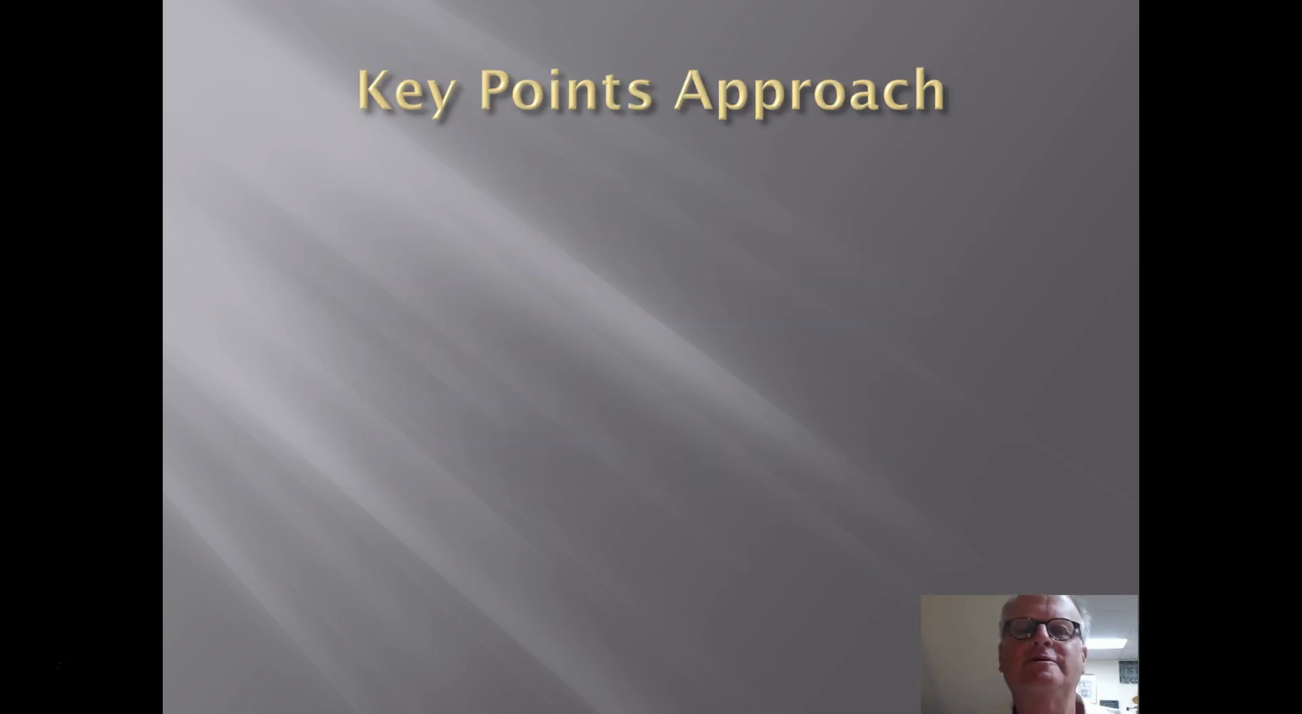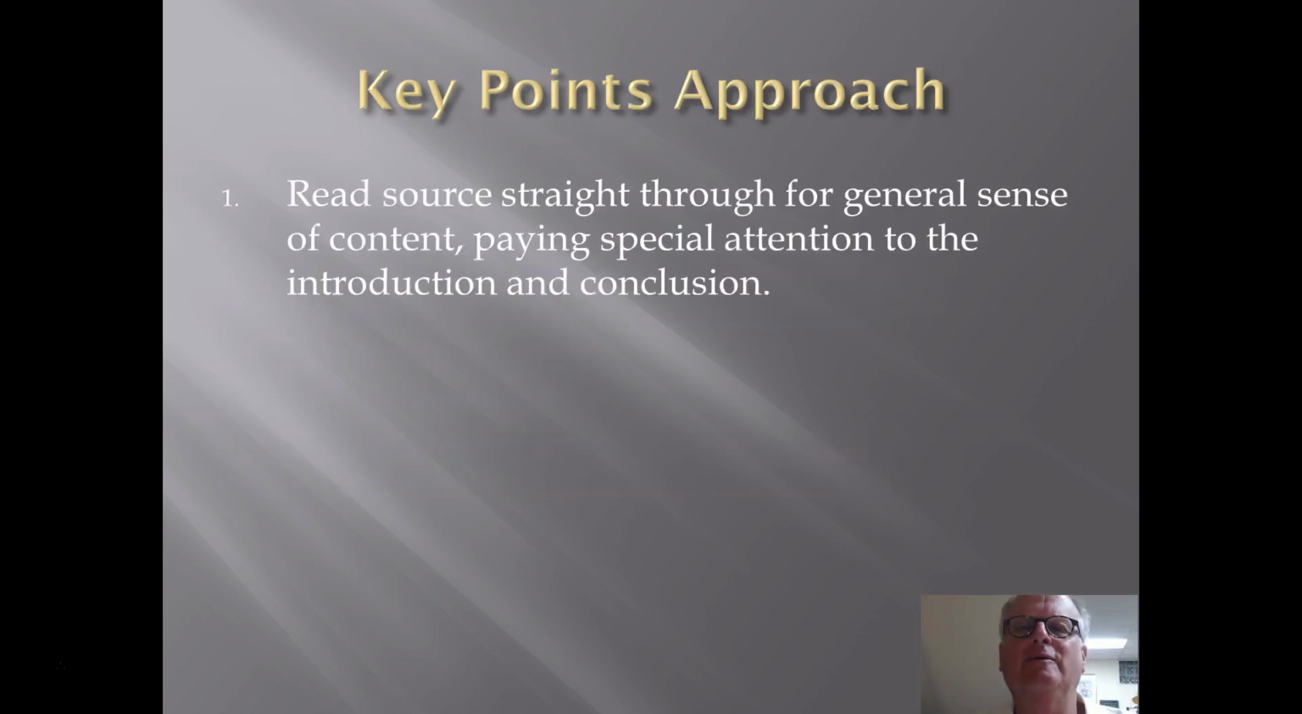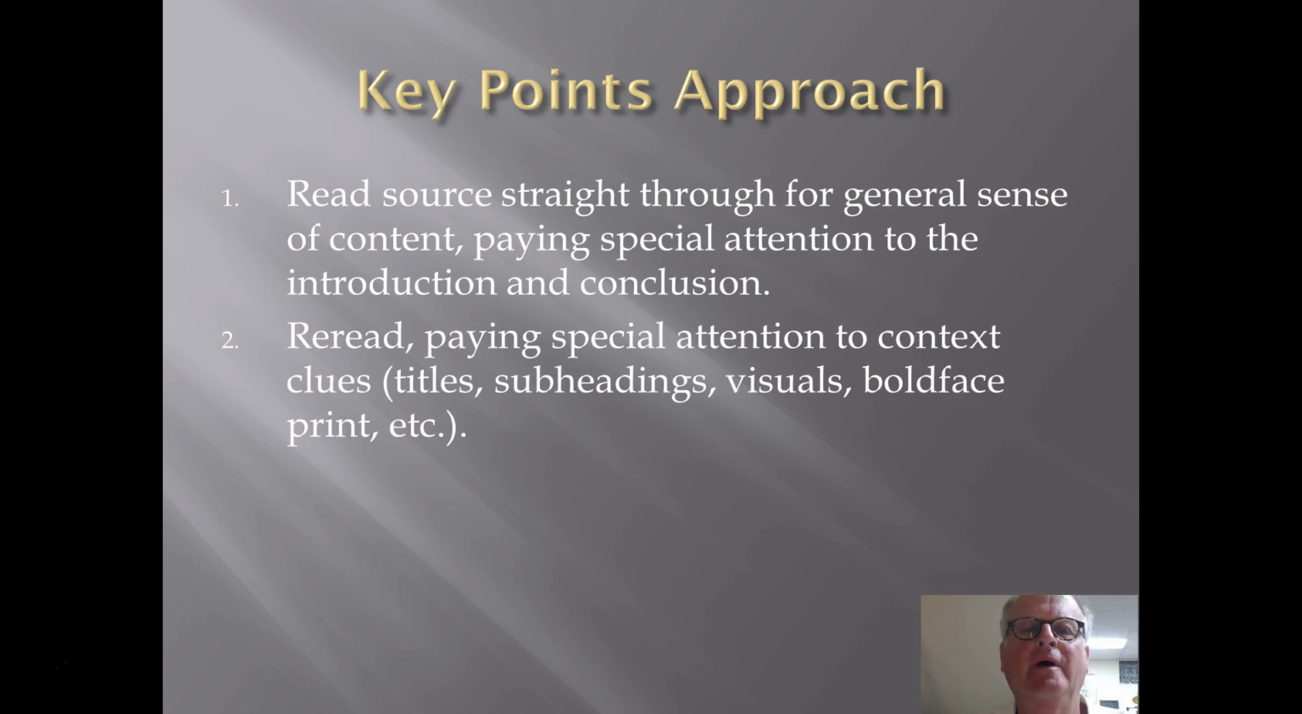The key points approach is similar but a little bit different. Here you read it through like we always do with the source, straight through, and you look particularly at the introduction and conclusion, and this will normally give you what the two major aspects of the article are about, what it's about in the introduction and what it concludes at the end. And then reread as you go through, and this is where you really want to spend some more time looking at subheadings, the visuals, if there's any graphs or charts in there.